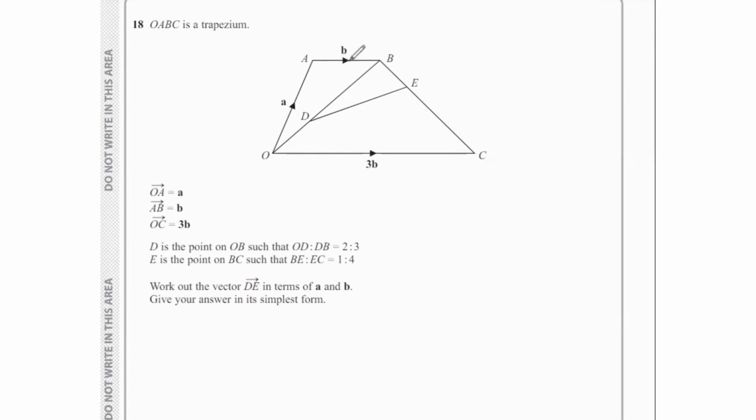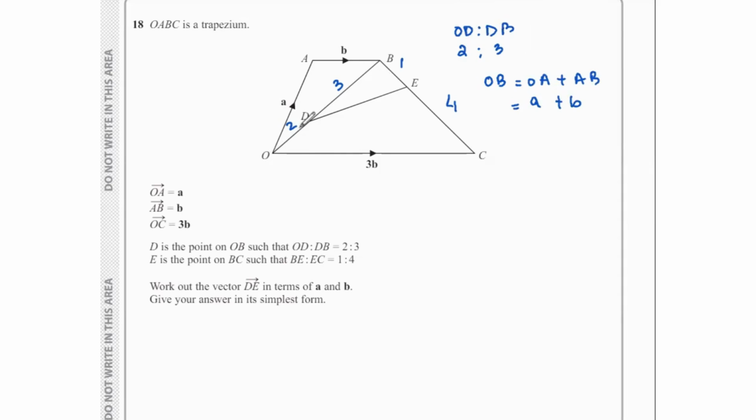OA is given as a, AB is b, and OC is 3b. D is the point on OB such that OD is to DB is 2 is to 3. And E is the point on BC such that BE is to EC is 1 is to 4. Work out the vector DE in terms of a and b. We know that OD is to DB is 2 is to 3, so let's first find OB. OB is going to be OA plus AB, that's a plus b.